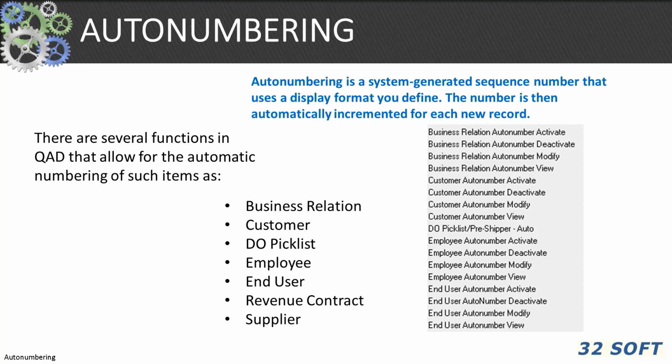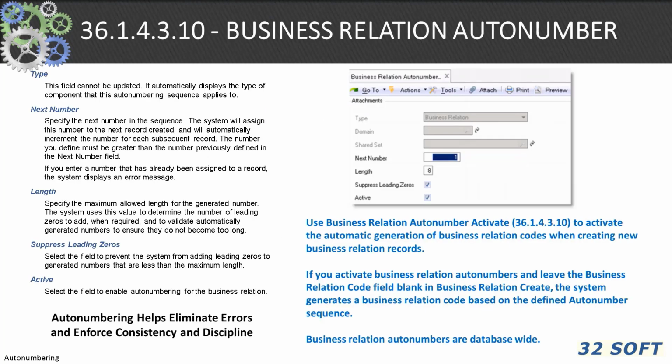There are several functions in QAD that allow for automatic numbering of such items as business relations, customers, employees, revenue contracts, and suppliers. Here's a quick example of one of many auto-numbering functions in QAD. This is for 36.1.4.3.10 business relations. Note the parameters are type, next number, length, suppressing zeros, and active. Auto-numbering helps eliminate errors and enforces consistency and discipline.